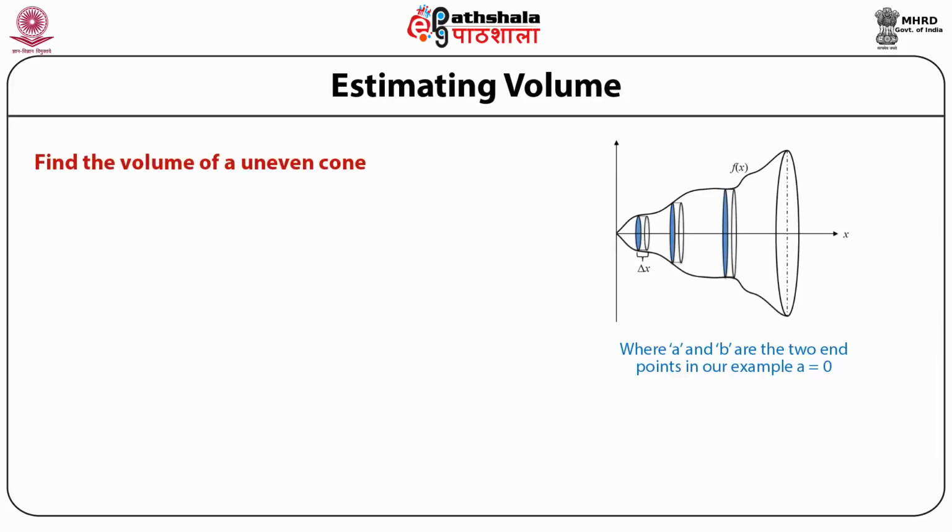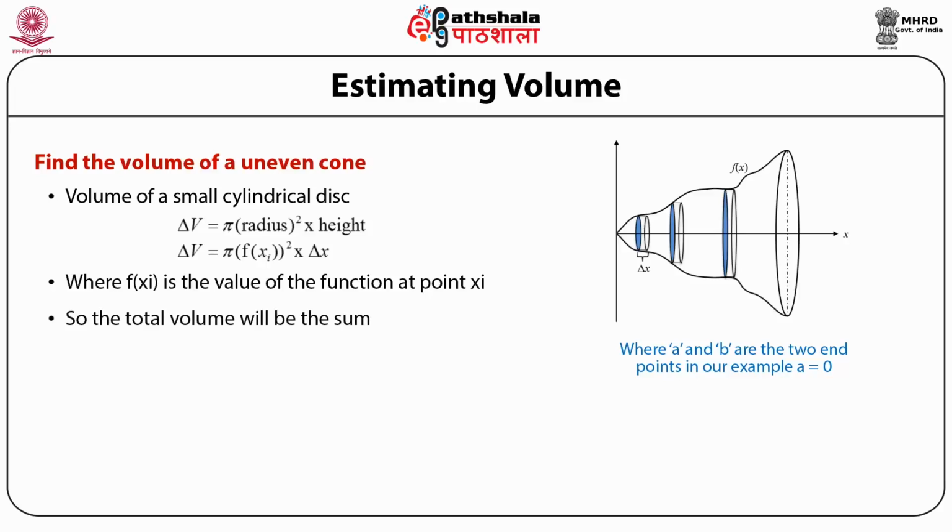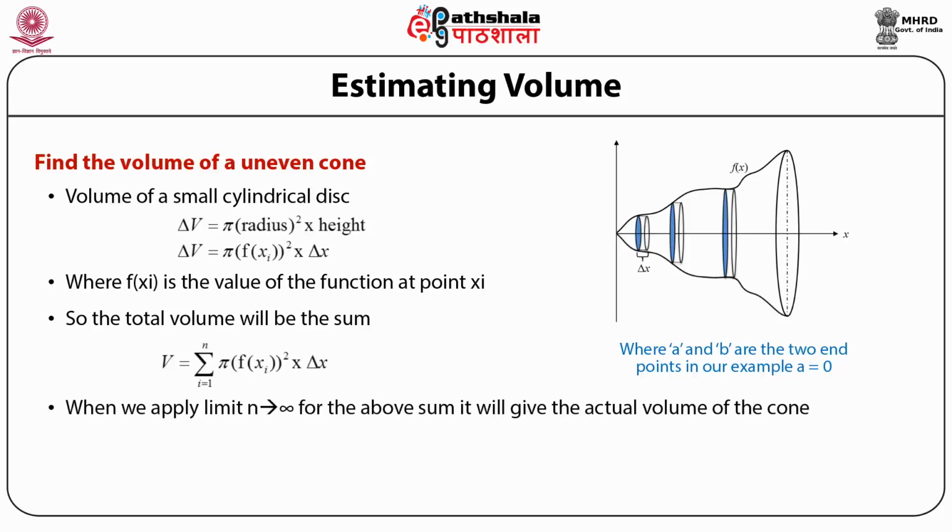Find the volume of an uneven cone. The volume of a small cylindrical disc is del V equal to pi into radius squared into height, which is pi into f of xi squared into del x, where f of xi is the value of the function or the radius for the disc. So the total volume is the summation of pi f of xi squared into del x from i equal to 1 to n. When we apply the limit n tends to infinity to the above sum, it gives the actual volume of the cone.